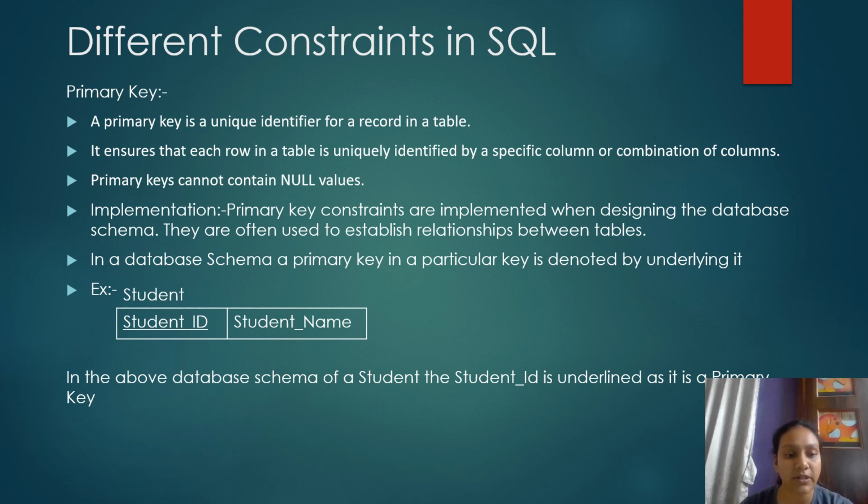In a database schema, a primary key is basically denoted by underlining it. Now, in the below schema, we can see that the student ID is underlined. So the student ID is a primary key as it is a unique ID in that table.